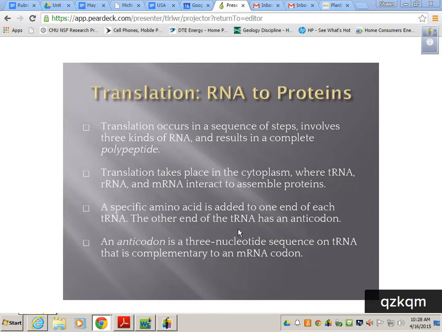The peptide bond is between the amino acids. I'll show you in a second. Hold on. So a specific amino acid is added to one end of each tRNA. How do I know which amino acid? It is off of the codon chart, right? So we use the codons. Where are the codons? They are on, everybody say, the code is on mRNA.